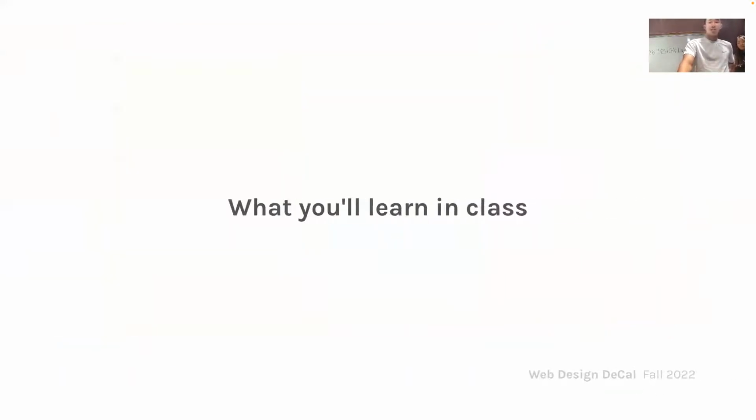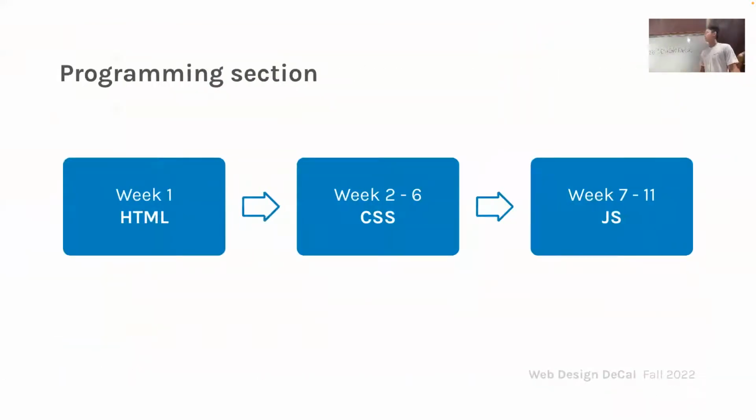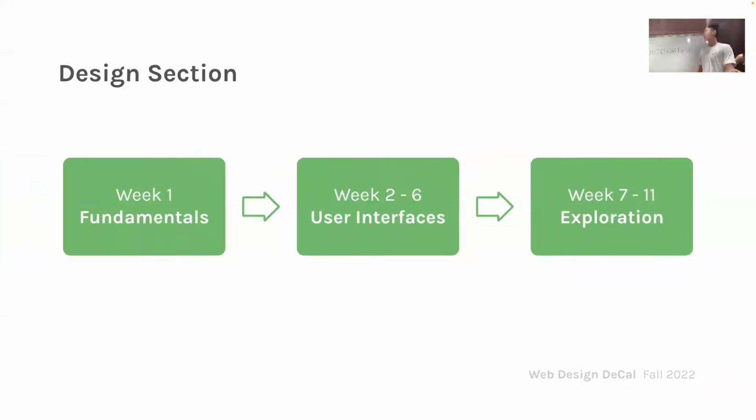Basically, what you're going to learn in class is split into programming and design. For the programming section, we're going to spend 1 week on HTML, which is this lecture. Then weeks 2 to 6 is CSS, which is how to make your website look different ways. Weeks 7 to 11 is JavaScript, where you're going to be adding functionality to your website, so it can do things like change image sizes and stuff like that. For the design section, the first week we're going to go over fundamentals, which will be next week. Weeks 2 to 6 is user interfaces, and 7 to 11 is exploration and design.